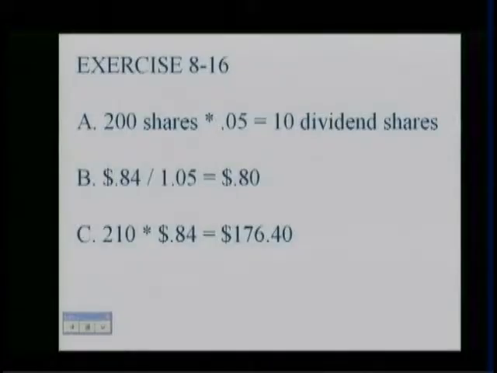In Part C it says if the cash dividend remained at 84 cents a share after the stock dividend, what per share cash dividend amount without the stock dividend would have accomplished the same cash dividend? Well, if you have 210 shares now because you got a 5% dividend and you got 84 cents a share, you would get a total of $176.40.